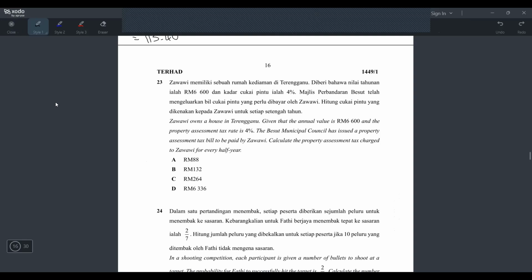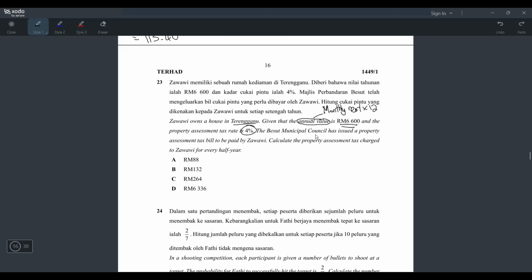Question 33. Let's continue. Zawawi owns a house in Terengganu. Given that the annual value, do you remember what is annual value? I mentioned in class. So this is under tax, right? So annual value is actually your monthly rent times 12. Sometimes they can make it susah. How they make it susah? They give you monthly rent, but they don't give you annual value. So if one day they give you monthly rent, it's okay, just times 12 to get the annual value. But this question, they give you annual value already, 6,600. And the property assessment tax rate is 4%.